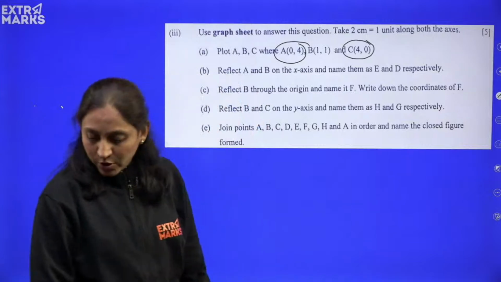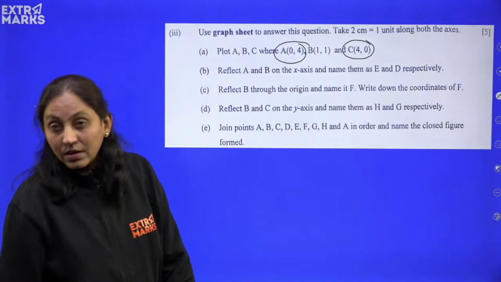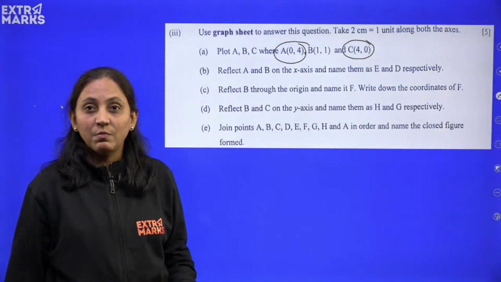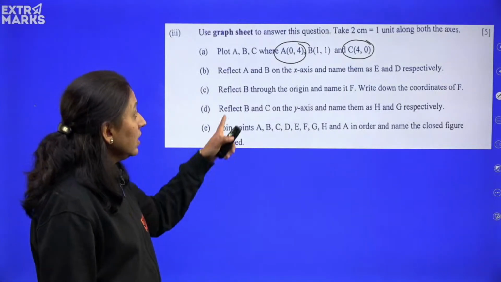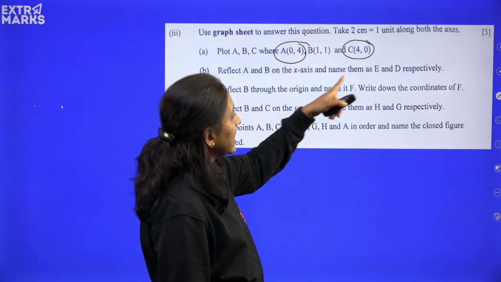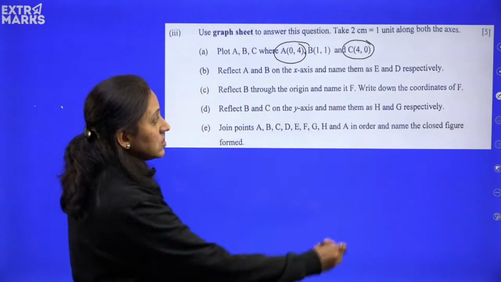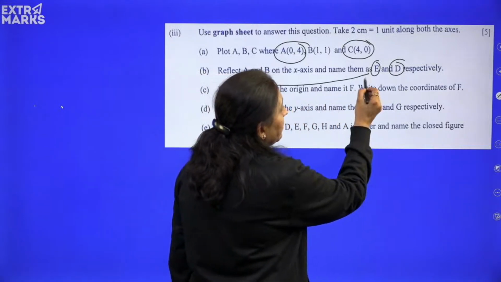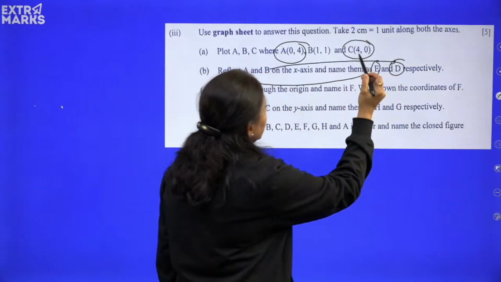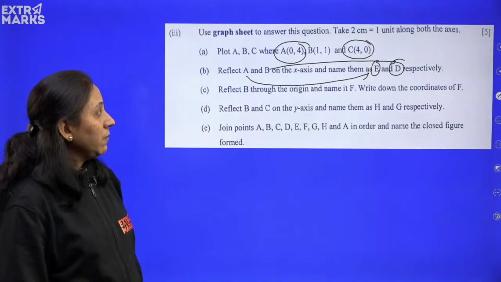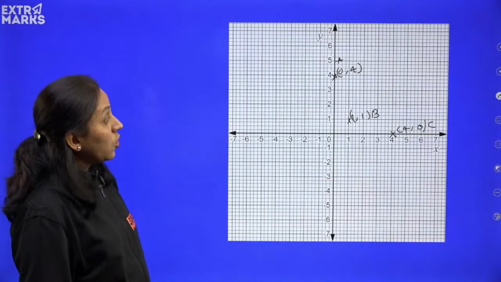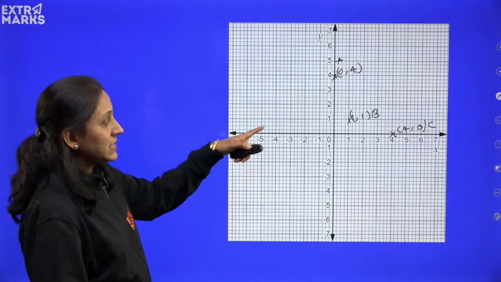If these points are plotted correctly, then the reflected points also will be absolutely right. It says reflect A on the x-axis and name it as E, so here you also have to be careful. You have to map A with E and B with D. So reflection of A onto E, along the x-axis.